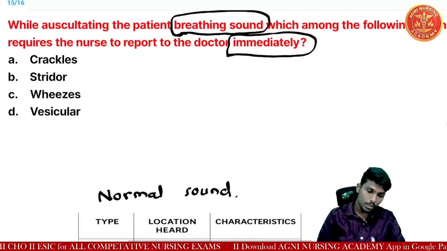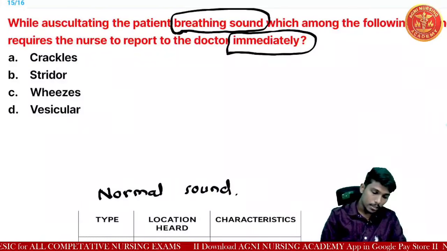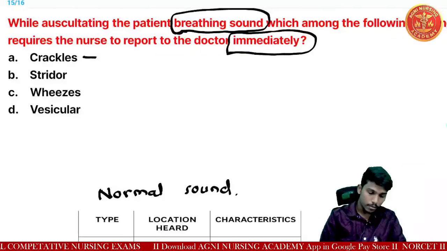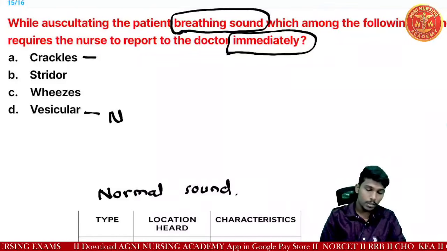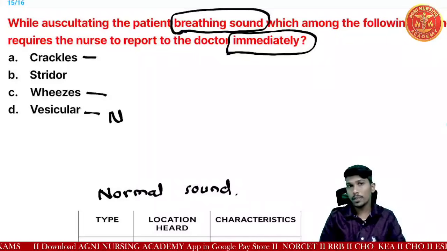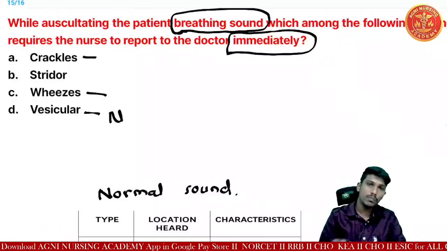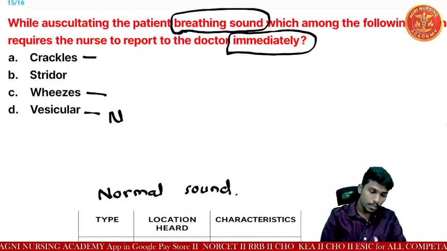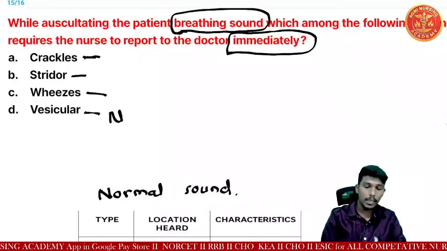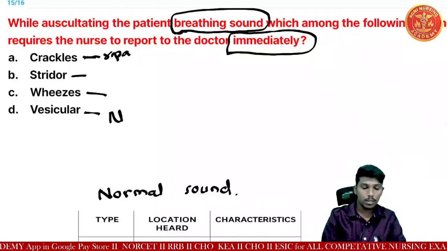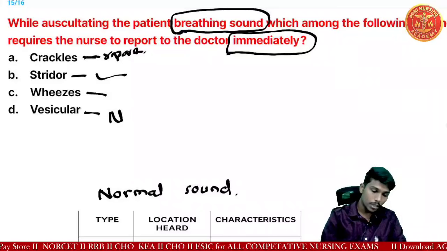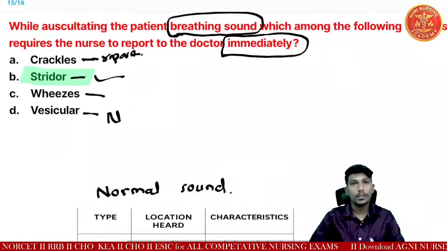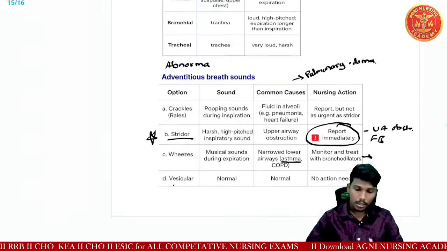Then coming to the options, crackles. First we have to discuss vesicular, which is a normal one. Wheezes are common in asthma patients, so no need to inform immediately. Then stridor and crackles we have to report, but the priority is stridor. The answer of this question is stridor, option B. This is our MCQ session.